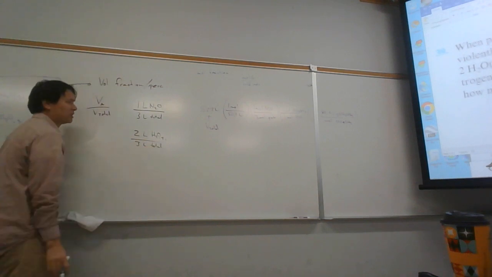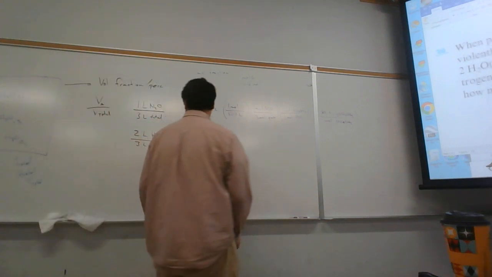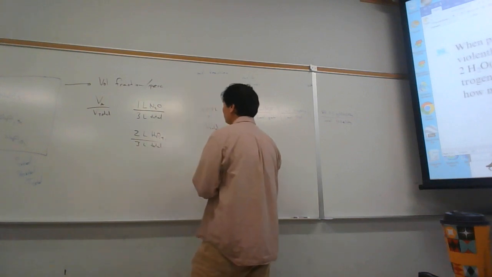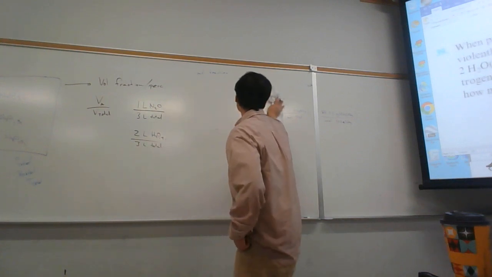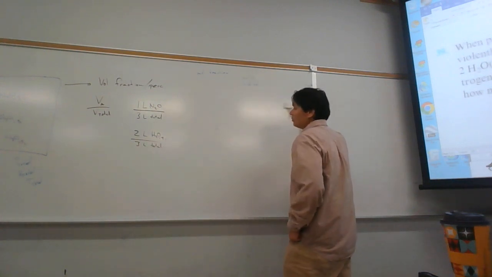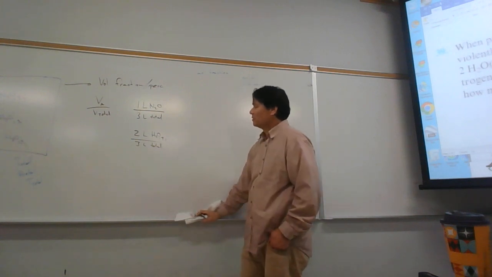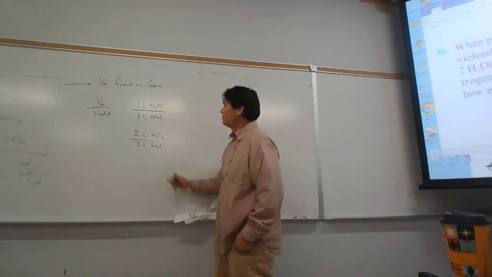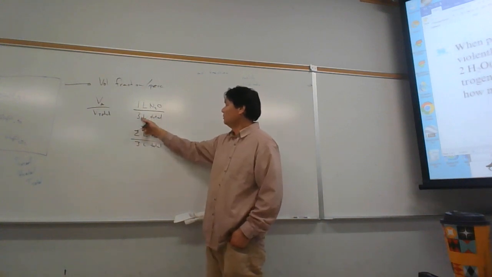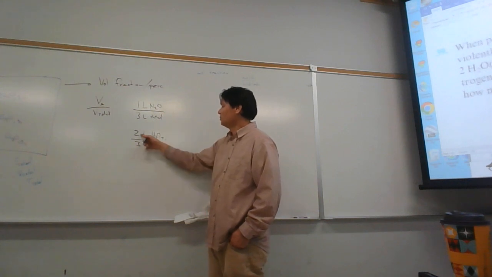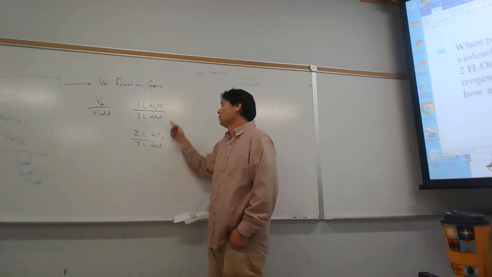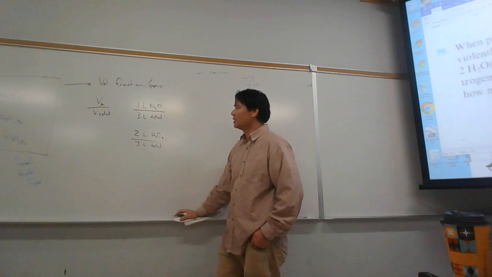And the volume fraction has to add up to 100%, just like the mole fraction. The mole fraction has to add up to 100% too. So again, 1/3 mole of nitrous plus 2/3 mole water, that's going to give us 3/3 mole total. And the same thing here, if I have 1/3 liters of nitrous and 2/3 liter water, then it's got to add up to 100% in liter.